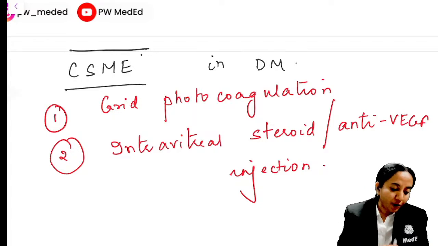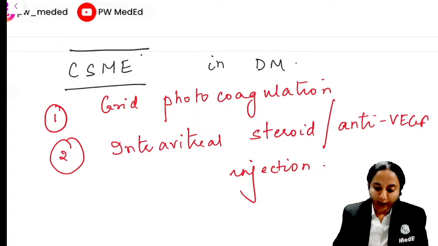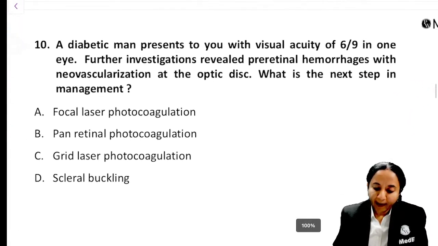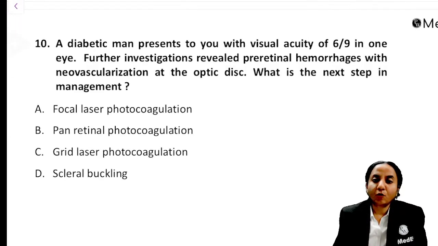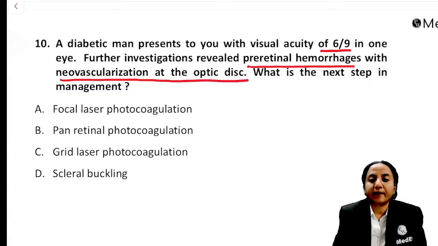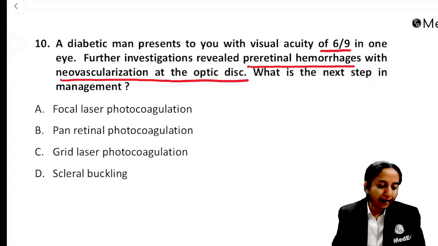Okay, now I'll show you the next question, then you will realize where you went wrong. Look at this question here. A diabetic person presents to us with a visual acuity of 6/9. Now, investigation revealed pre-retinal hemorrhage and neovascularization at the optic disc. What is the next step in the management? Now, tell me, what will be the answer?